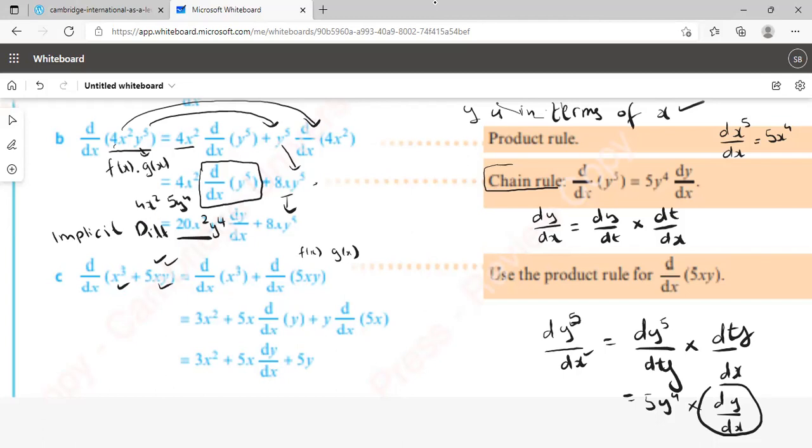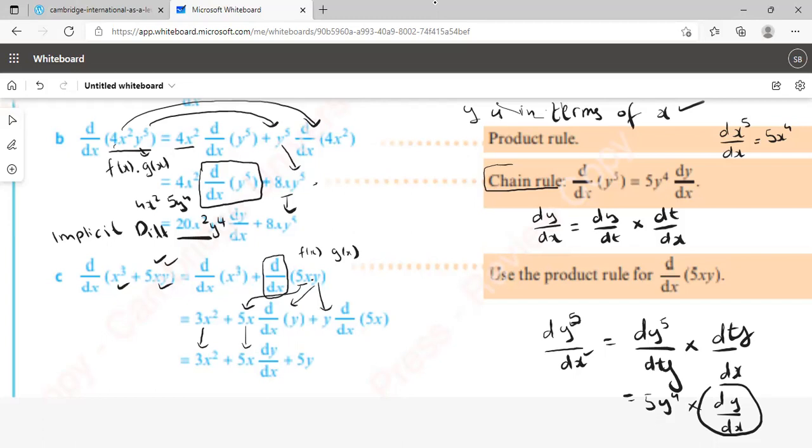So whenever they are written like this and you have been asked to differentiate it, you need to use the product rule. So the product rule says first would come as it is. You need to differentiate the second one, this one, plus second would come as it is and derivative of the first one. Okay. So 3x squared would come here, 5x dy/dx and 5y.